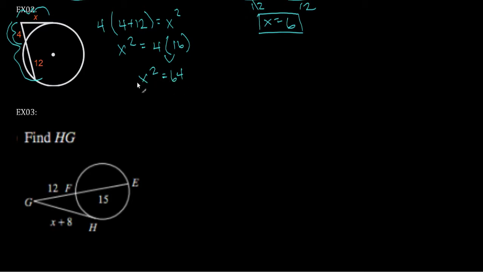When it's simple like this, remember you can just take the square root. X equals positive and negative 8, because positive 8 times positive 8 is 64. Negative 8 times negative 8 is also positive 64. In this case, since it's a length, we're going to say it's positive 8.